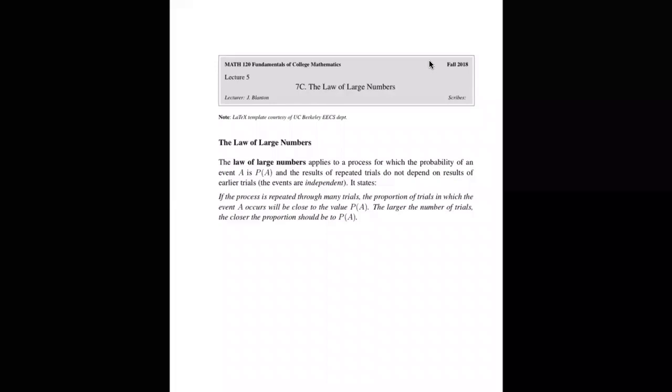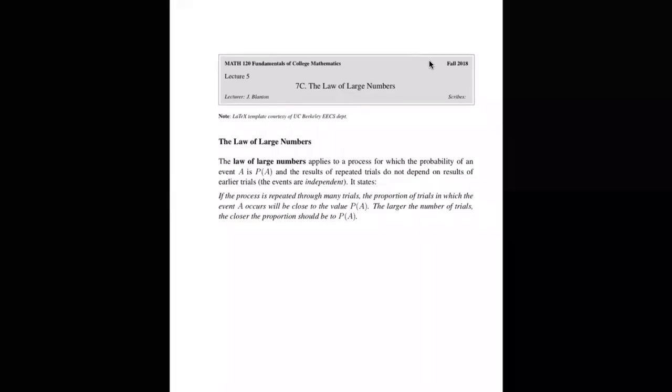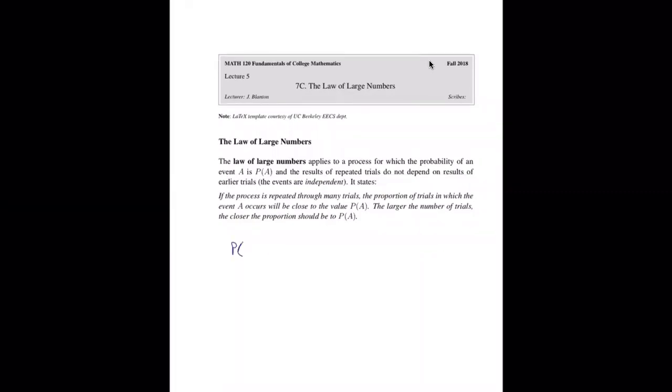Okay, so 7C is the law of large numbers. It's our last section in chapter 7 for probability. Now, we'll introduce the law of large numbers by thinking about tossing a coin. Right? So a single toss of a fair coin will get heads or tails. We've seen that the probability of landing heads is 1/2.